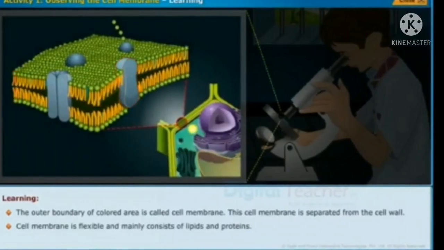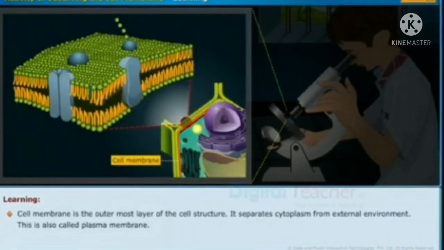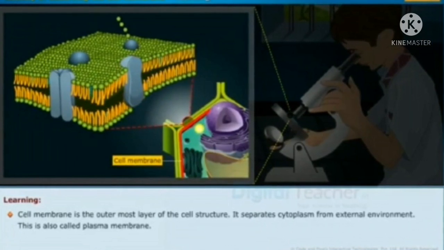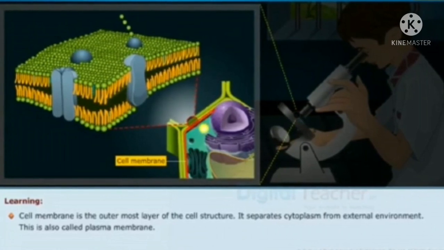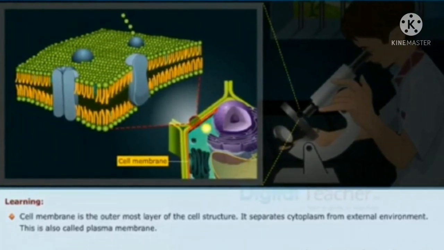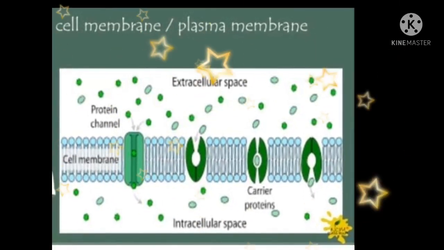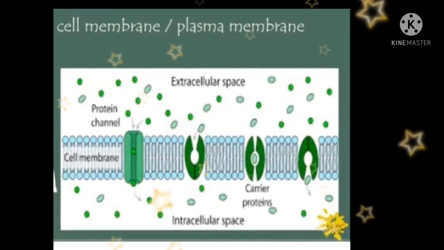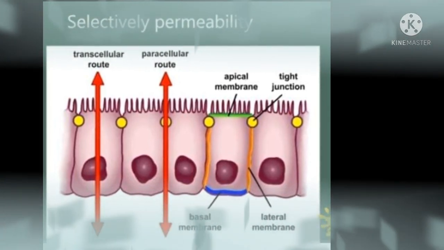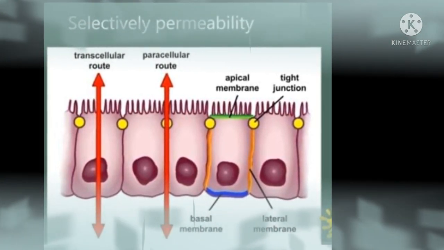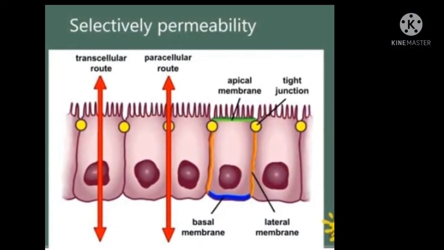So, the cell membrane is flexible and mainly consists of lipids and proteins. The cell membrane is the outermost layer of the cell structure. It separates cytoplasm from the external environment. This is also called plasma membrane. The cell membrane defines the shape and size of the cell. Any substance entering or leaving the cell can do so only through this membrane. The exchange of substances through the cell membrane happens very selectively. Hence, it is known as selective permeability.